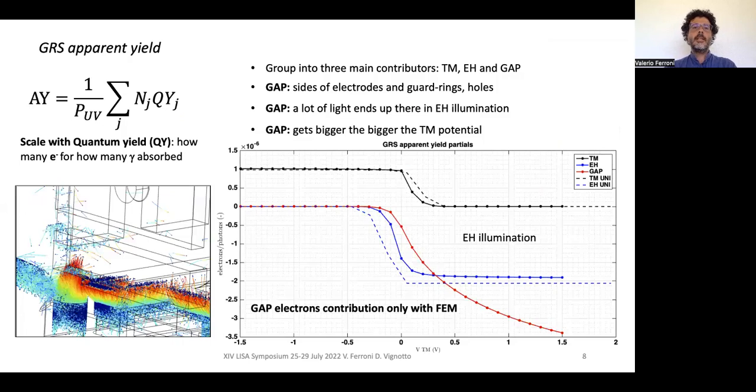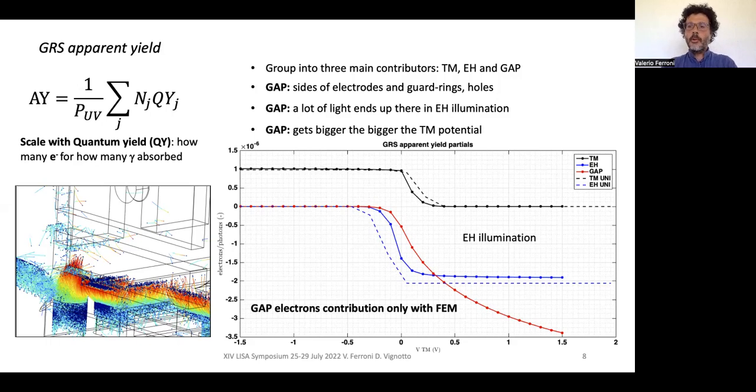To finally calculate the apparent yield of the GRS, we consider different contributions. For any surface emitting electrons, we scale this number by the quantum yield of the surface, which tells you how many electrons are actually emitted from that surface per photon absorbed. Then we sum the contributions for all the surfaces and normalize for the power of the UV source. We group the contributions in three main categories. The first one is the test masses, which provide a positive apparent yield, so electrons flowing from the test mass. And then we consider the electrode housing contribution, which provides a negative apparent yield, so the current of electrons that flows to the test masses.